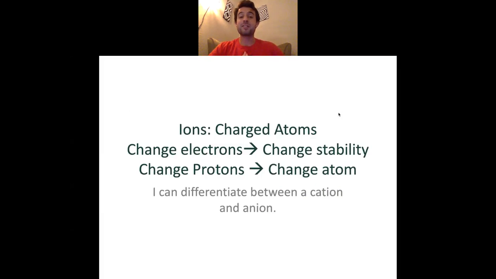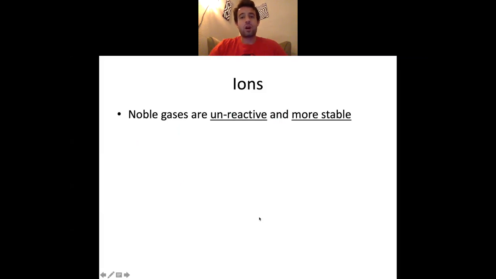So it depends. Sometimes you'll gain electrons, sometimes you'll lose electrons. It's whatever the atom wants to do to become more like a noble gas, to become more stable. So electrons influence the stability of an atom. You can't really change protons, and changing them just changes the atom in general. Two words I'm going to throw at you: cation and anion. But before we do that, we're going to talk about noble gases.